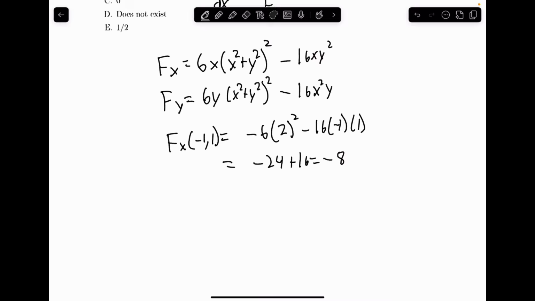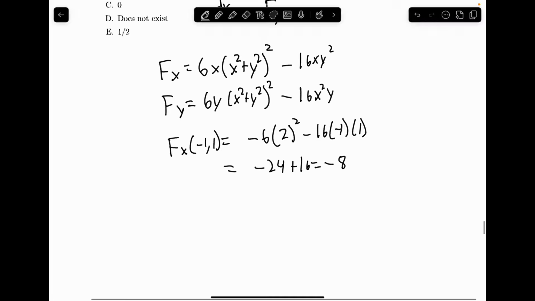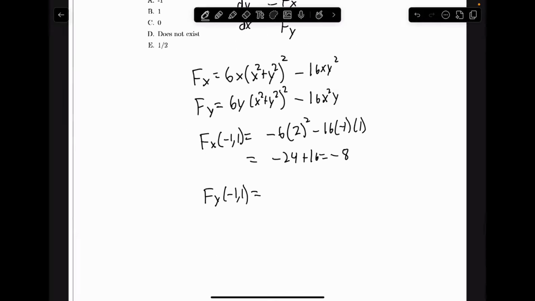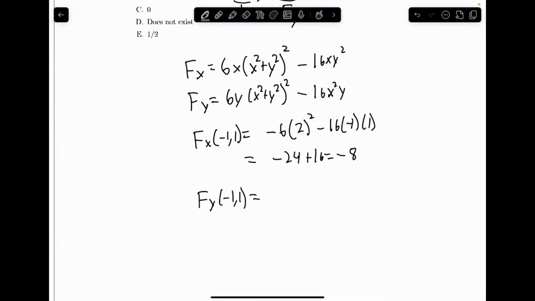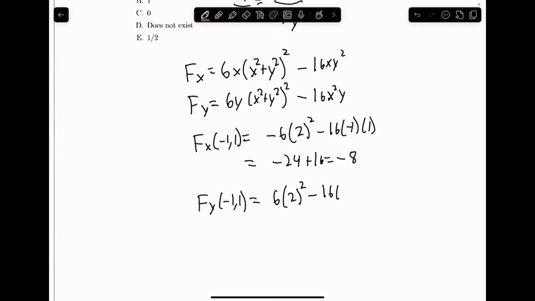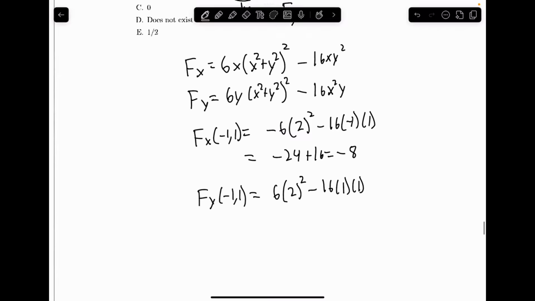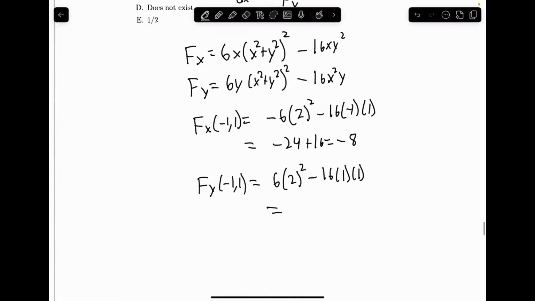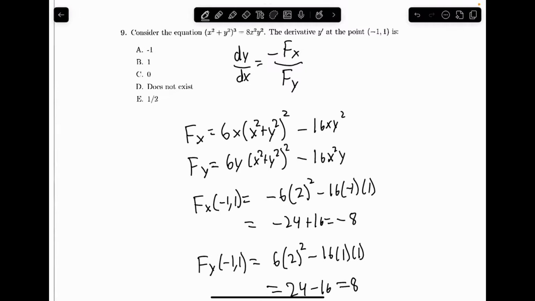Okay, well, if you made a mistake there, you're kind of done, but I don't think I did. Thank God. Okay, so y partial of f at -1, 1 is going to be equal to, let's see, now we're looking at 6 times 2 squared. We kind of have that symmetry, and then minus 16 times 1 times 1. So we're at the same 24, but now it's positive, and minus 16, so we have 8. Nice.